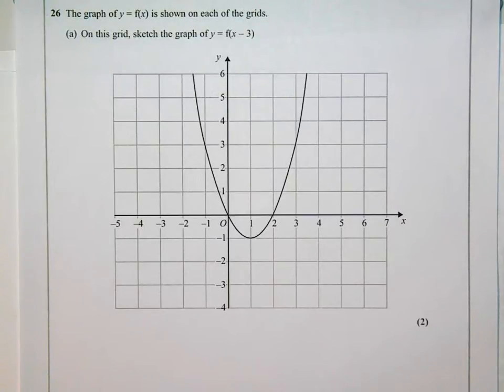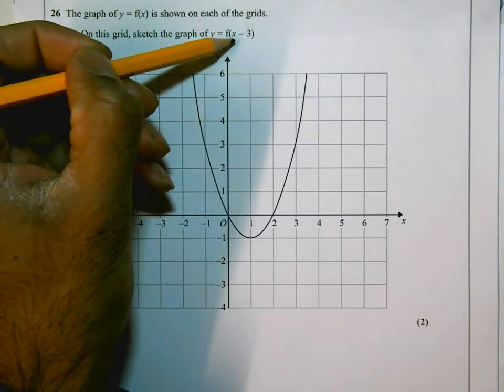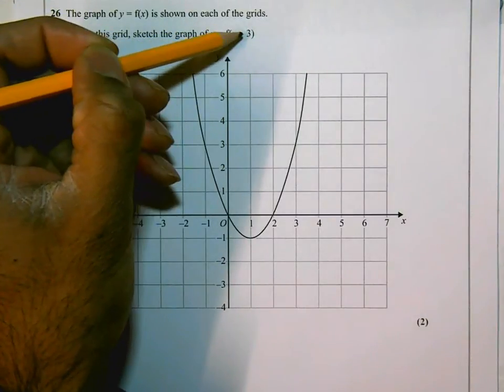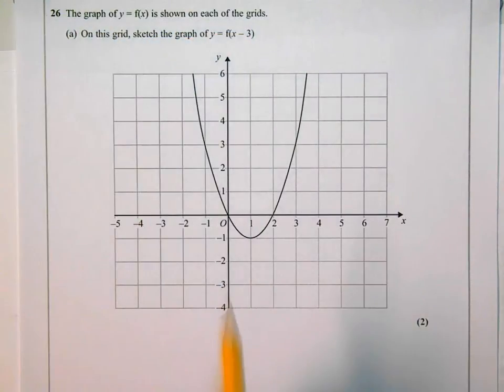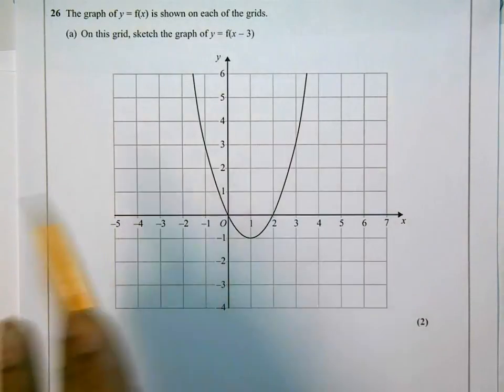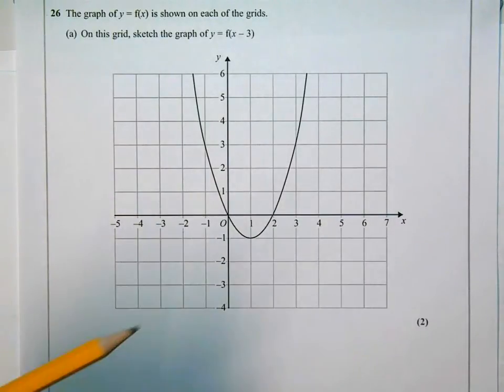On the grid, sketch the graph of y equals f of x minus 3, and the x minus 3 is inside the brackets. Now, this is one of the facts that you really just do need to know. If it's x minus 3 and that's inside the bracket, the graph is going to move horizontally. Which way does it move? Does it move towards the left or does it move towards the right?